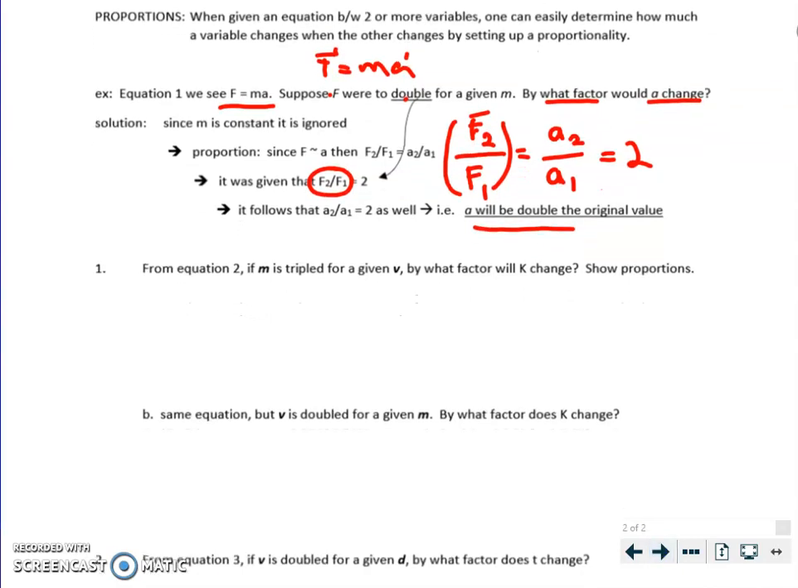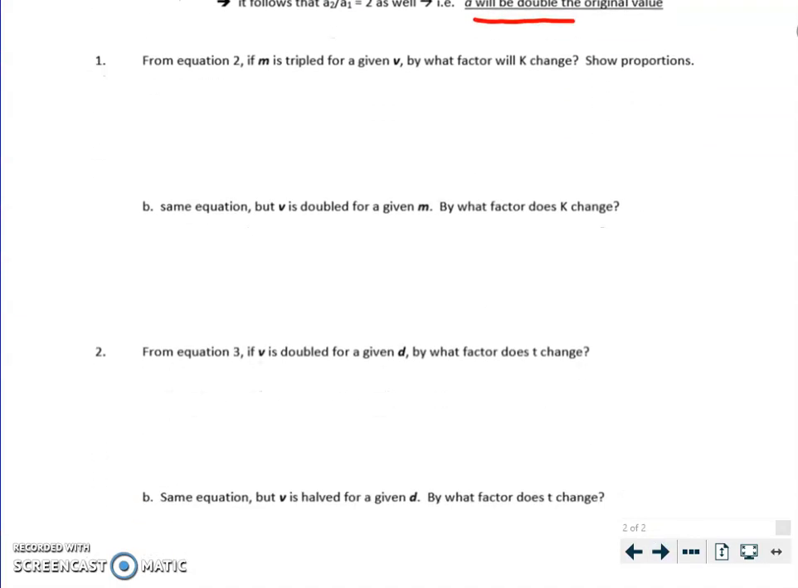Now let's look at one that's not so obvious. I'm going to go to 1b. It's the same process. Equation 2 from the front was K equals 1/2 mv squared. Now I'm going to double v for a given m. I want to know, how does K change? So what am I looking for? I'm looking for a change in K, so the way we represent that is a ratio or a proportion. I want to know what my new K is over my old one, so K2 over K1.